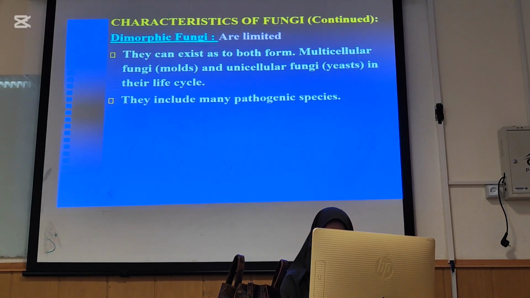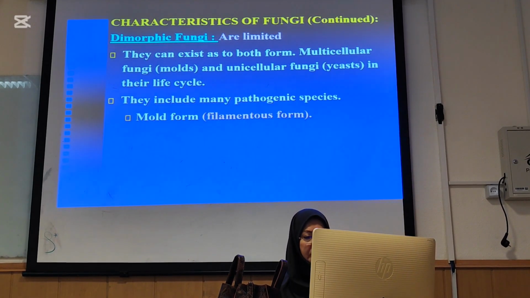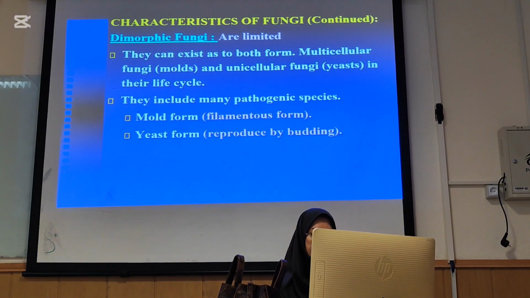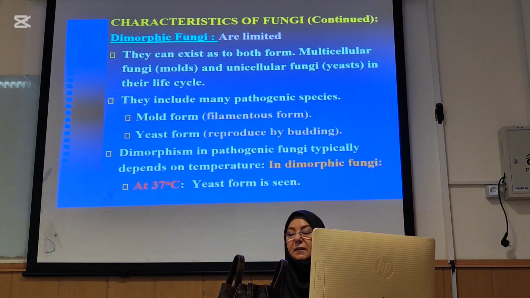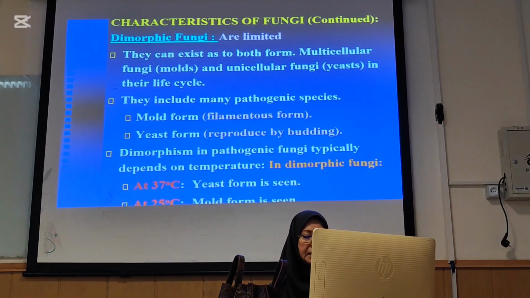Mold form means filamentous form, and the yeast form is usually reproduced by budding. Dimorphism in pathogenic fungi typically depends on temperature. In dimorphic fungi, at 37 degrees centigrade, you can see yeast form, and at 25 degrees centigrade, you can see mold.